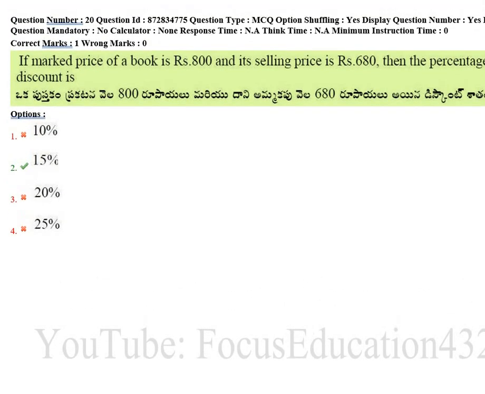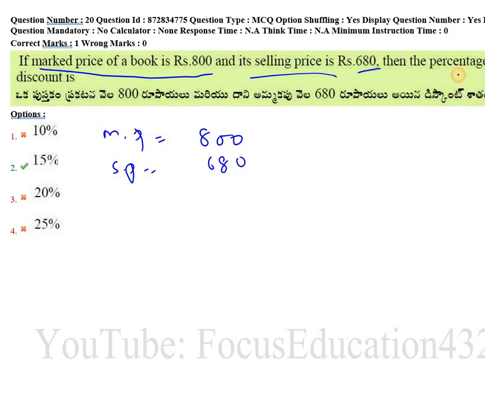Question number 20. What is given here? If the market price of a book is 800 rupees, on the book there will be a label showing the price. So the market price of the book is 800. Selling price is how much? Sold for 680. Then the percentage of discount. Where is the question? Percentage of discount. So what is the discount given here?